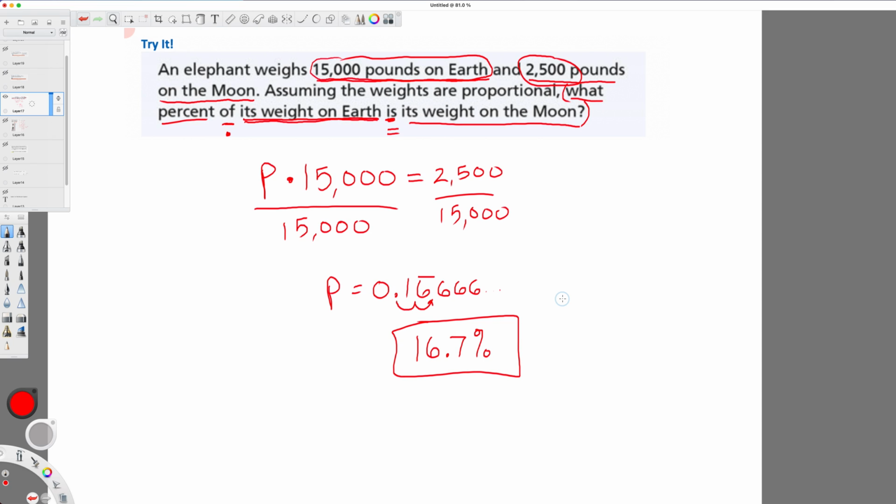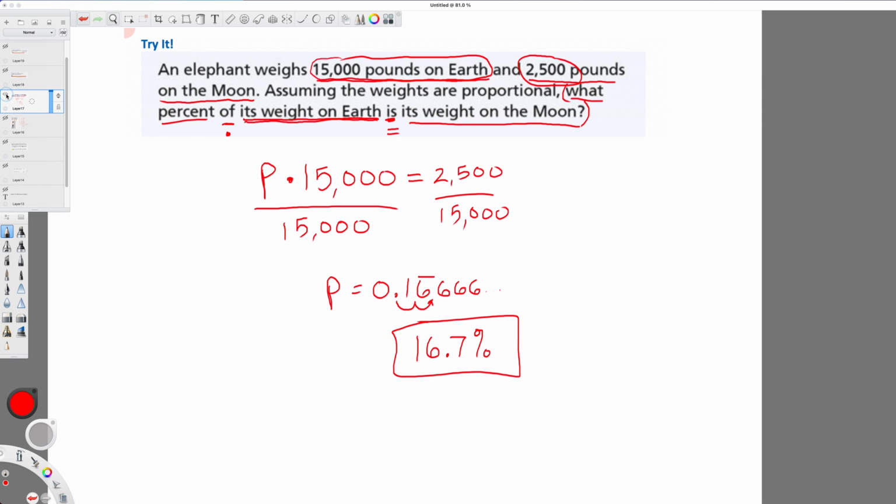Again, I have no idea why that elephant would be on the moon, but this is equivalent to 1/6. So the Earth's and moon's gravities are different. The moon's gravity is about 1/6 of the Earth's. I think that's actually somewhat true. I don't know the exact numbers, but I think that's pretty legit.